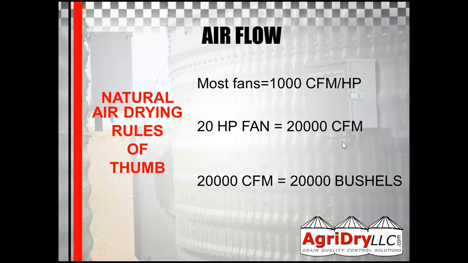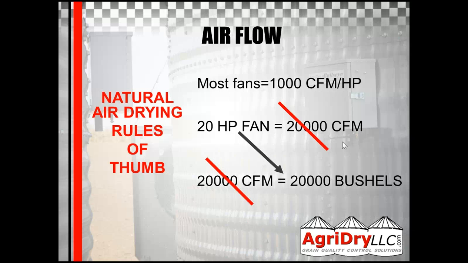So for natural air drying, rules of thumb, most fans put out 1,000 CFMs per horsepower. It's a good rule of thumb to say, okay, for every horsepower, it's going to put out 1,000 CFMs. So if we had a 20 horsepower fan, essentially it'd be putting out 20,000 CFMs or very close to it. And different fan manufacturers are a little bit different, just by the fan blade pitch and what their fans are set up for. But if you had 20,000 CFMs for 20,000 bushels, that would be 1 CFM per bushel. A quick division, kind of like what I just showed you.